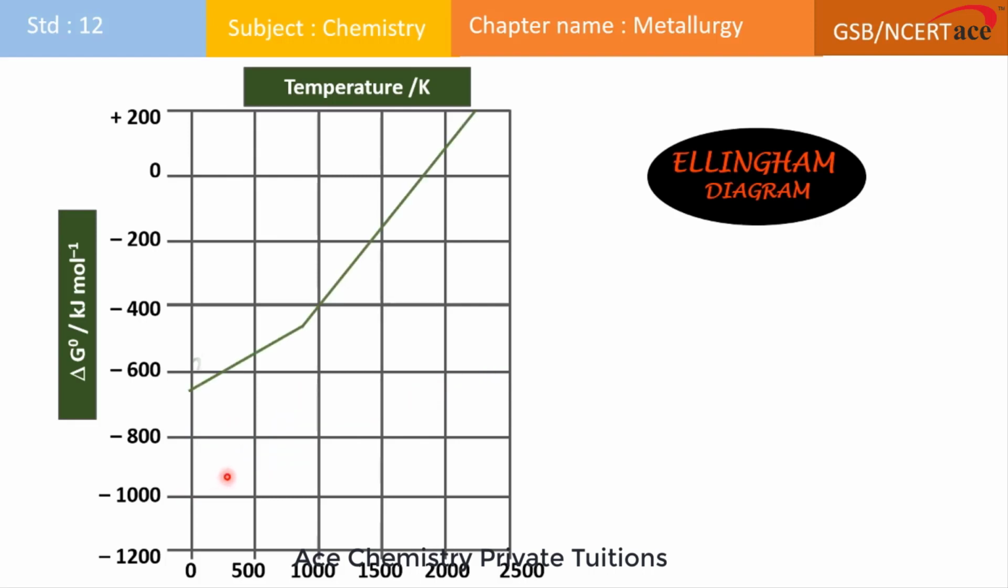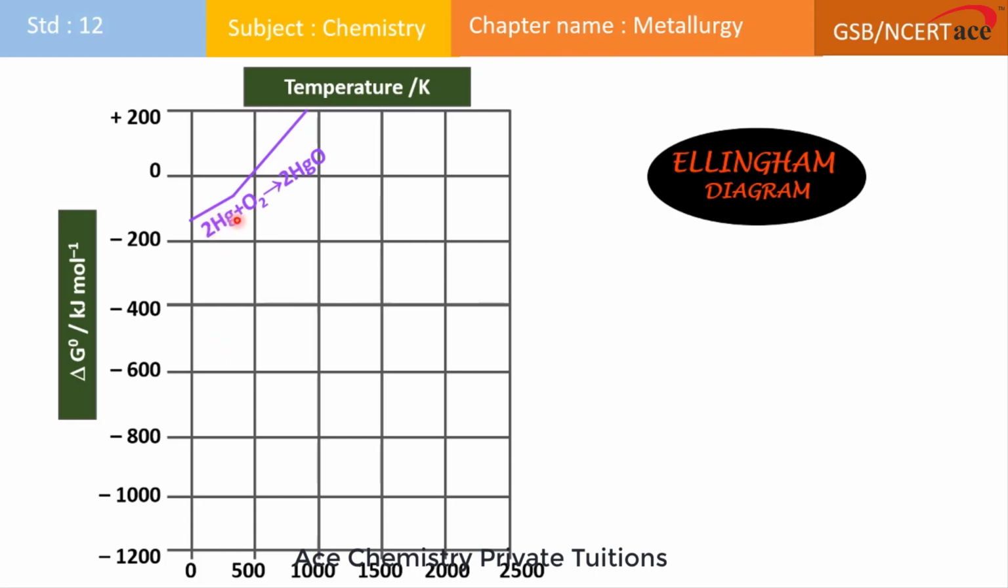Above aluminium, you can find the formation of zinc oxide. For zinc oxide formation, the delta G naught value is higher as compared to the delta G naught values for MgO and Al2O3. So zinc is less reactive as compared to magnesium and aluminium. Similarly, for the formation of iron oxide, again the value of delta G naught is increasing.